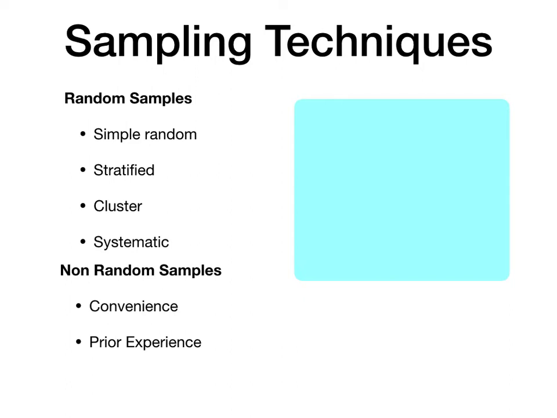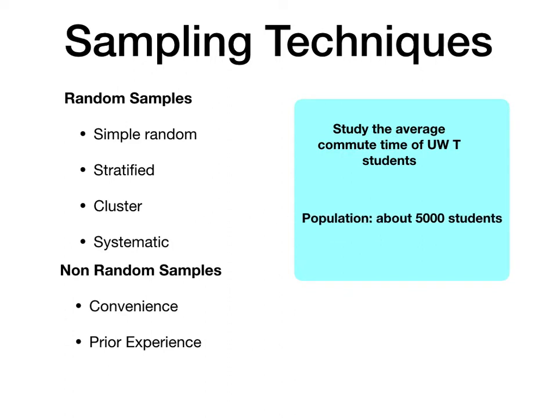To illustrate these techniques, I want to come up with a study. For example, if you want to study the average commute time of UW-Tacoma students, how can we do that? We know that the population is about 5,000 students, and 5,000 is not a big number, but it's almost impossible to ask every single student how long it takes them to commute to the campus.